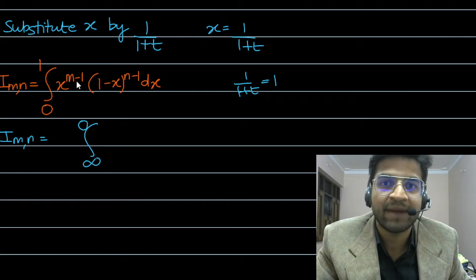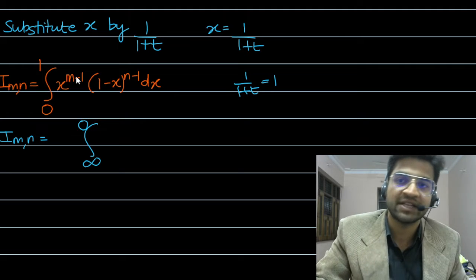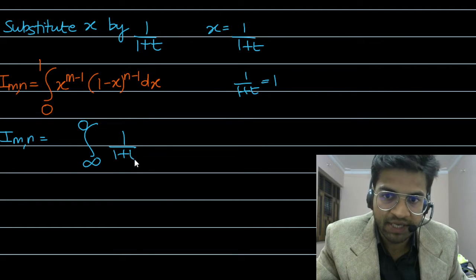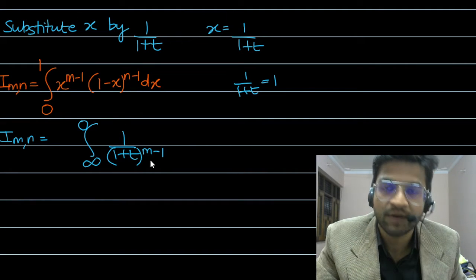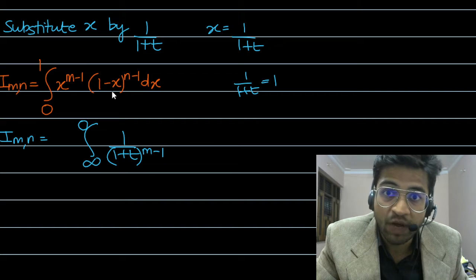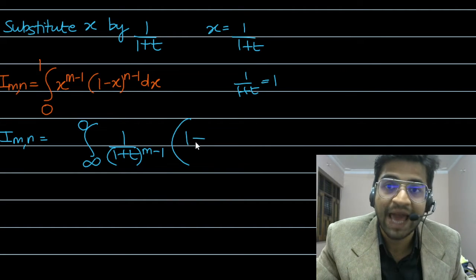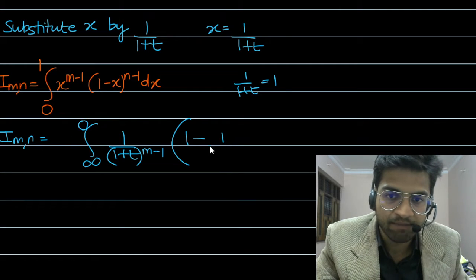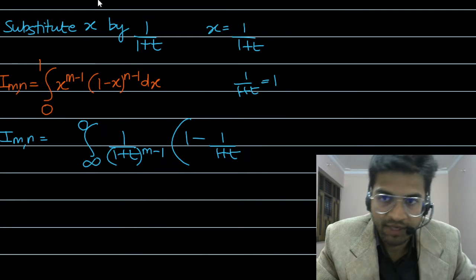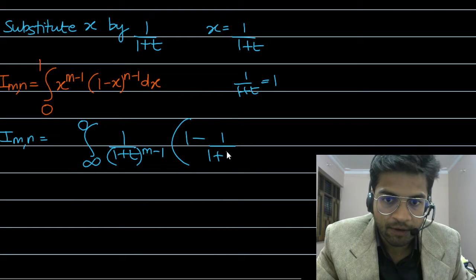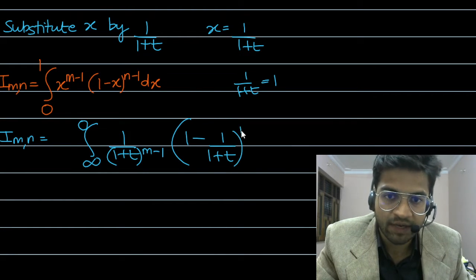Now x to the power m minus 1. The first expression is x to the power m minus 1, so replace x by 1 plus t. So in the denominator we have 1 plus t to the power m minus 1. Then the second expression is 1 minus x to the power n minus 1, where x is 1 by 1 plus t, so 1 minus 1 by 1 plus t to the power n minus 1.